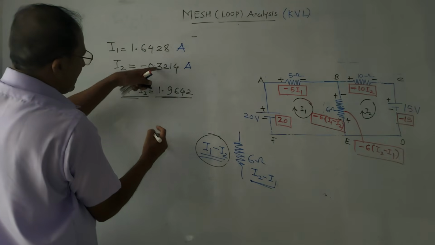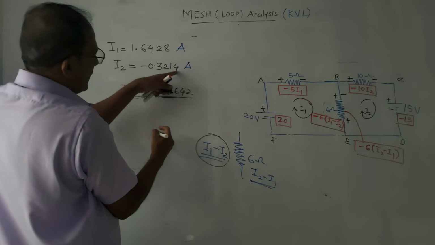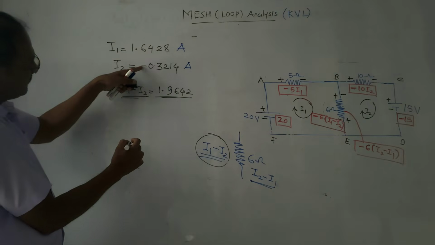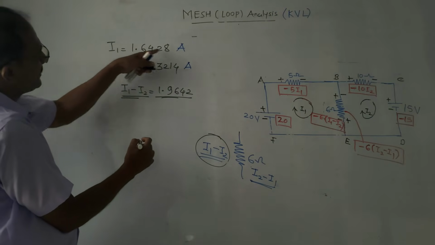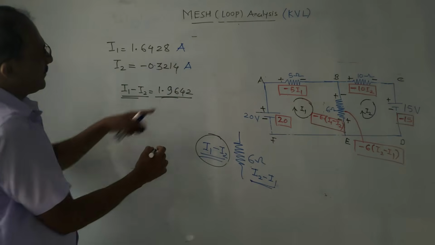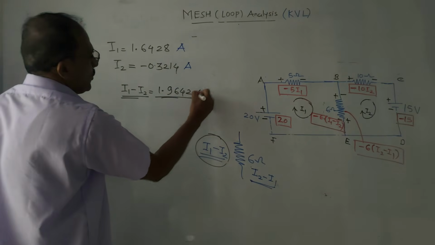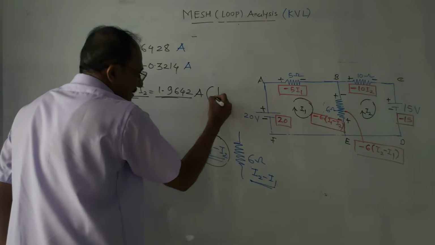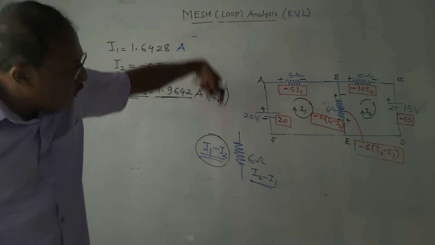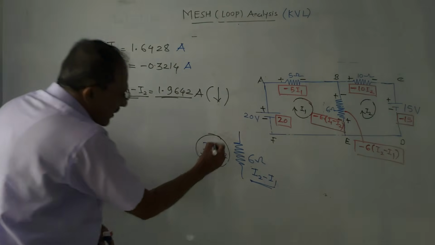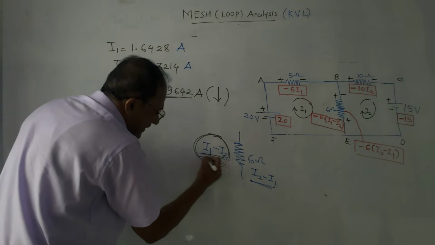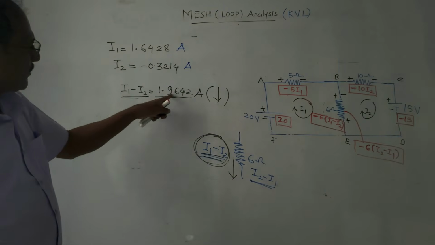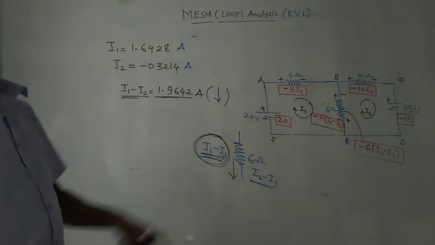This is I1 minus, minus 0.3214. Do remember, you are subtracting this value from the earlier value. So minus of minus becomes plus. So it is actually 1.6428 plus 0.3214. So it is 1.9642 amperes. For more accuracy, you can mark the current in the bracket like this, which shows the downward direction, because in this equation and in this equation I1 was flowing in the downward direction. So the answer is 1.9642 amperes in the downward direction.